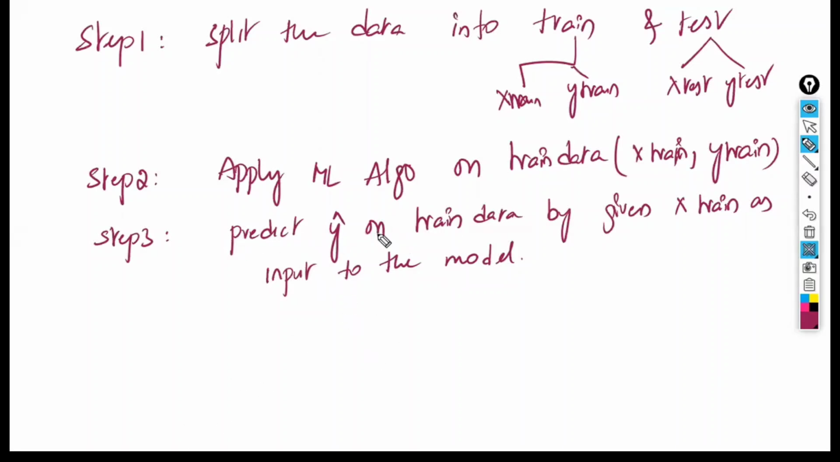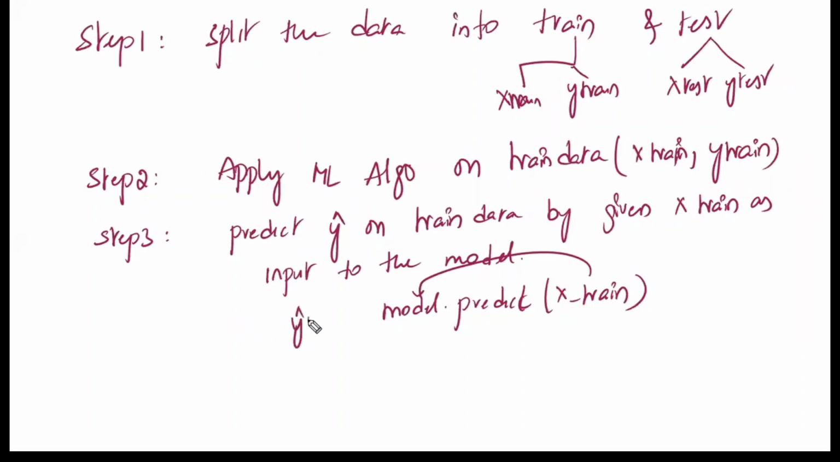Predict Y hat on the train data by giving X train as the input to the model. Means nothing but Python code is model.predict on X train. This is the Python code. Now, these X train values will be given to the model and it will predict the values. Whatever it is predicting, you have to save it as ypred of train. Right?